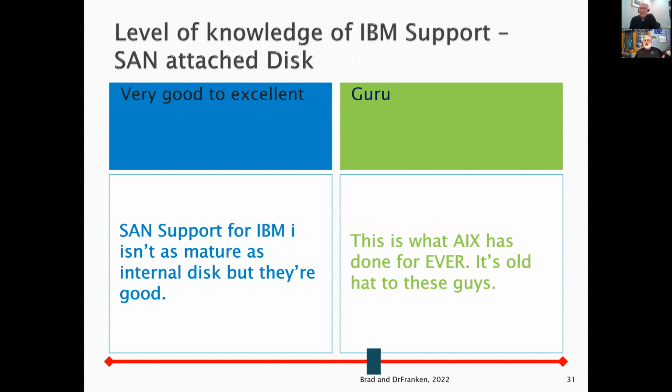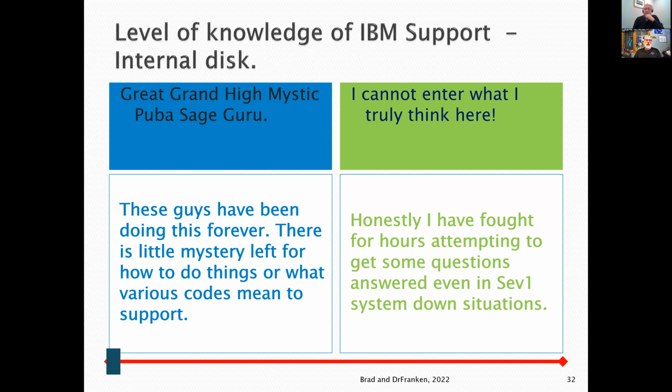Because they do so much SAN support in the AIX and Linux world, right? Those AIX guys have always done SAN support, and it's very good. It's very good. And we'll touch more on NPIV, which is a thing, in a minute.